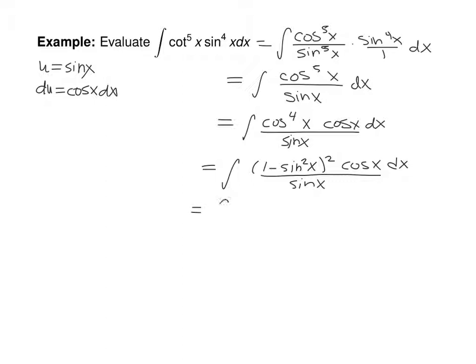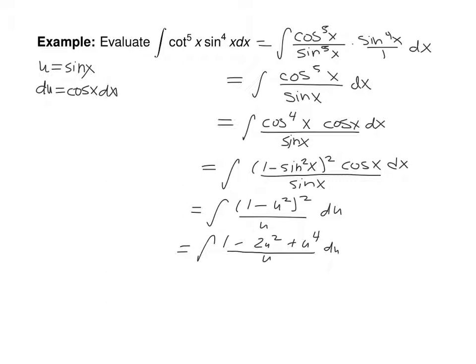And now we can make our substitution. So we have the integral of 1 minus u squared, the quantity squared, over u du. And let's do some algebra and expand. We have 1 minus 2u squared plus u to the 4th over u, and divide each term by u, and we get the integral of 1 over u minus 2u plus u to the 3rd. And then anti-differentiate term by term. The antiderivative of 1 over u is ln absolute value u. So ln absolute value of sine.